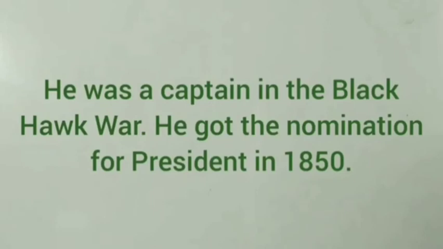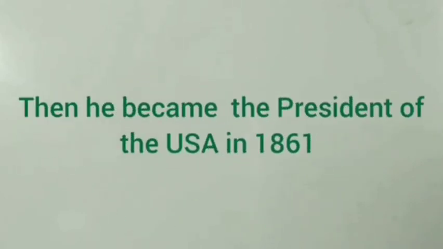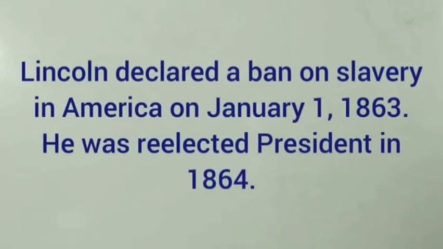He got the nomination for president in 1850. If you are asked to write in which year he got the nomination for president, what should be the answer? Yes, in 1850. Then he became the president of the USA in 1861. If you are asked in which year he became the president of the USA, then you have to answer 1861. Lincoln declared a ban on slavery in America on January 1st, 1863.